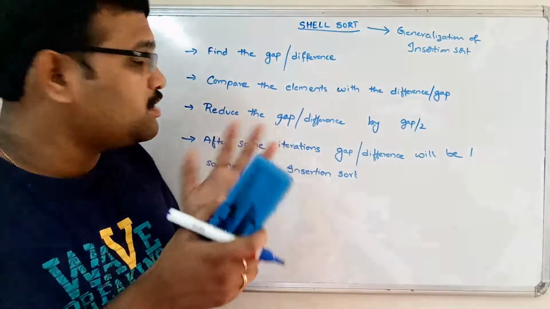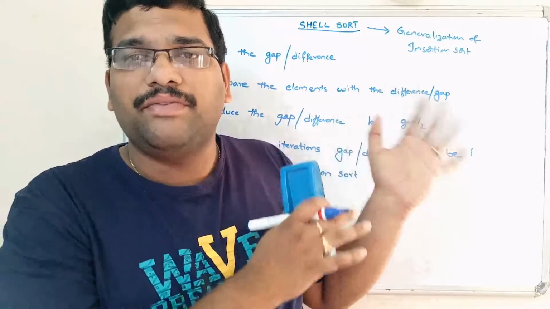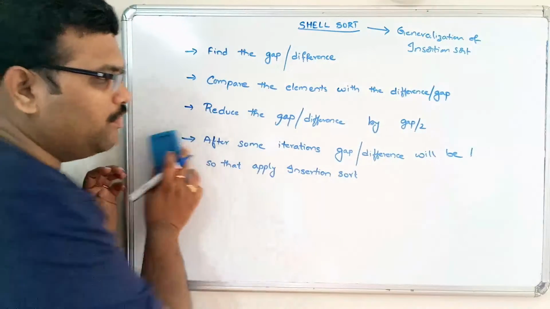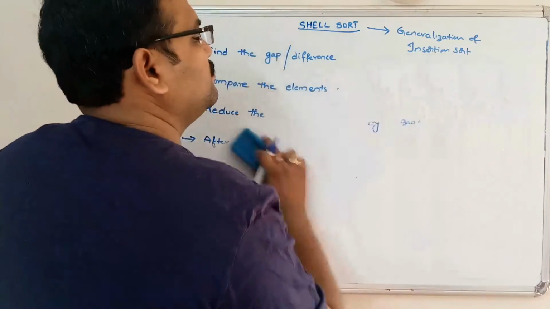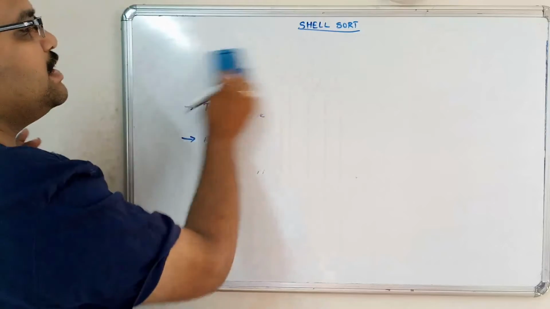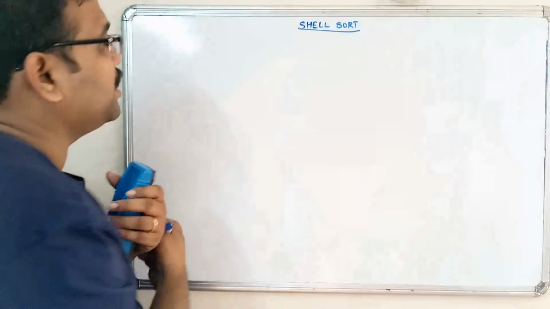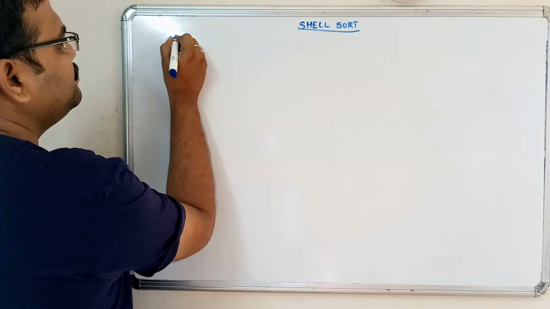So let us go with an example so that if you are having any doubts, it will be rectified, right? So finally this is a generalization for an insertion sort. Okay, so let us take an example.